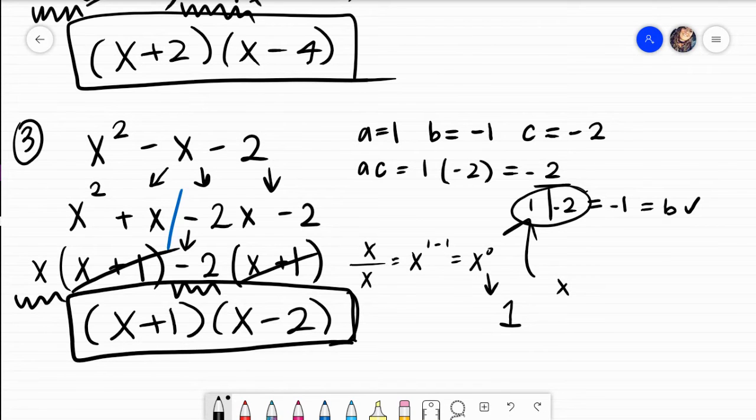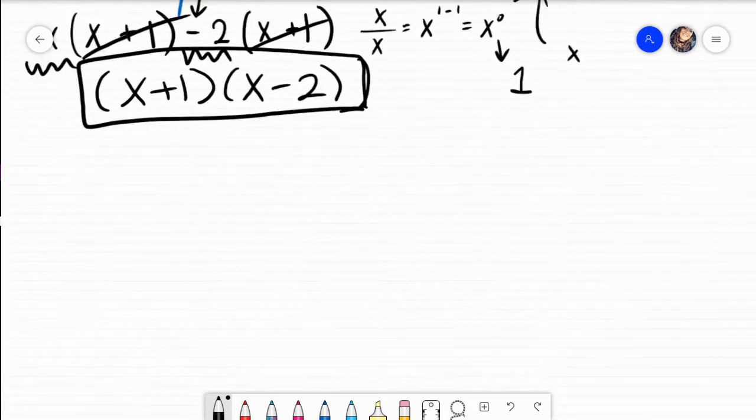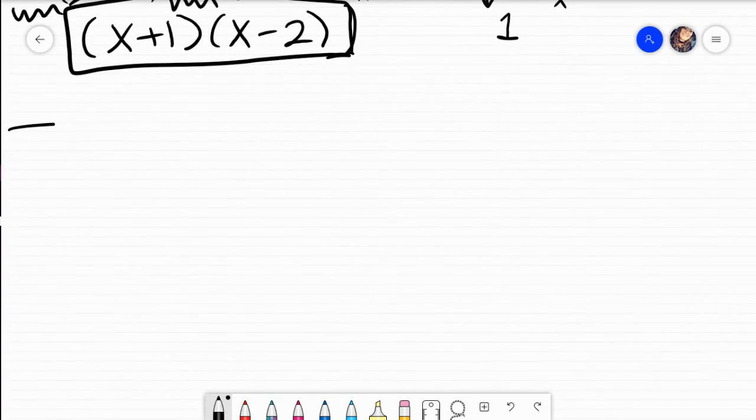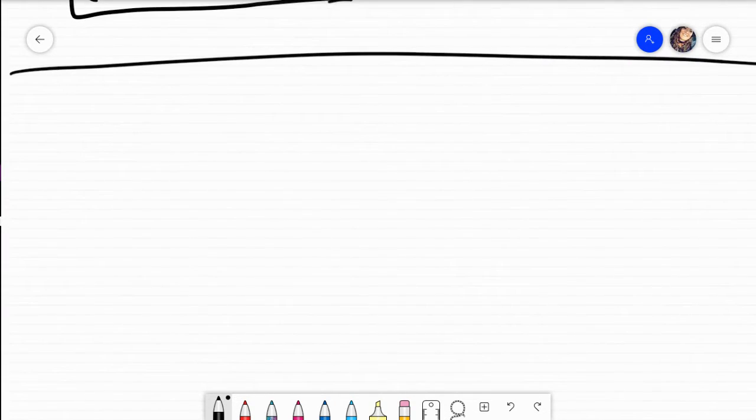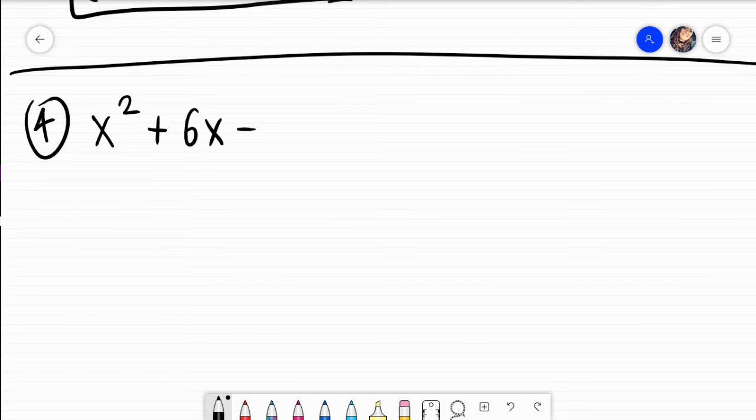Finish 13.2. I'm just going to swipe up. This will be problem 4 and problem 5. Okay, so the trinomial that we have is x squared, a positive 6x, and a negative 40. It tells us to factor the trinomial.